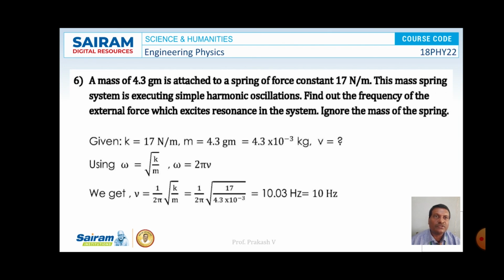So the force constant is given as 17 Newton per meter and M is 4.3 grams. So omega is equal to square root of k by m, and further omega is equal to 2 pi mu. So mu can be written as 1 by 2 pi into square root of k by m. So the value of k is 17 here and m is 4.3 grams. So convert that into kg. Then on simplification we are going to get the value as 10.03 hertz, or approximately 10 hertz. That's the solution for this problem.